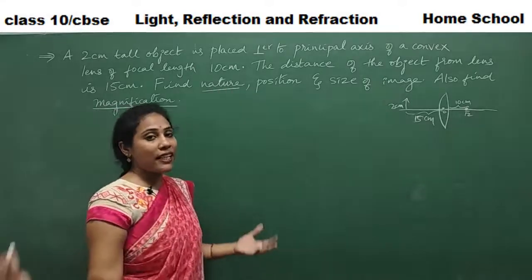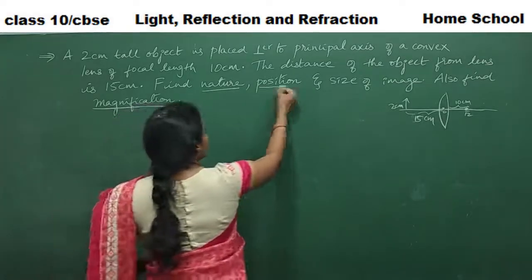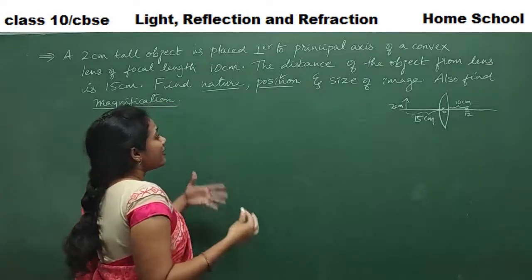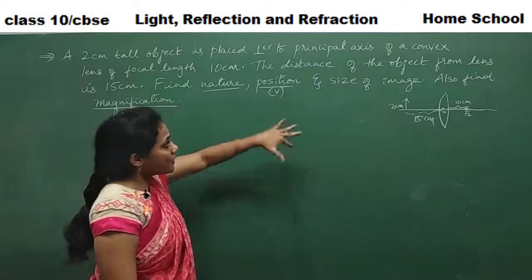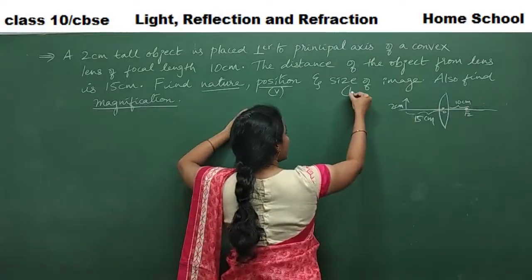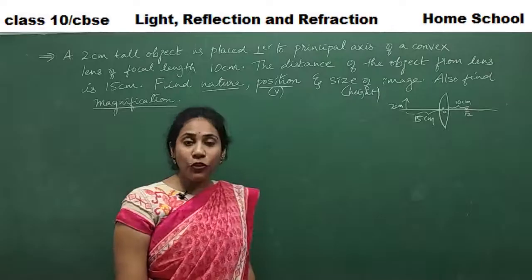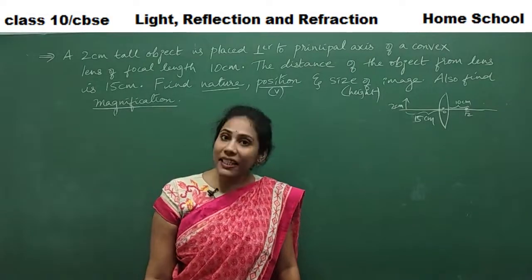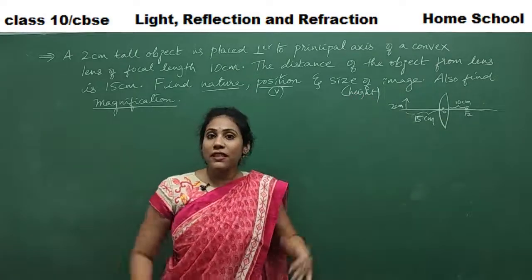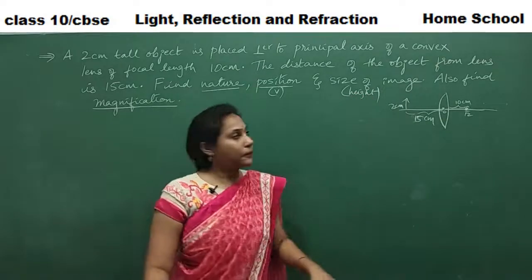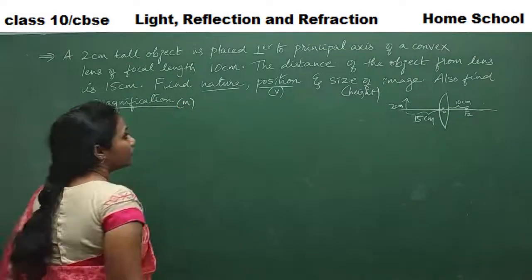Nature in the sense you have to tell whether the image is virtual or real. Position, in the sense image position, that is V, you have to calculate. Size of the image is nothing but height of the image, guys. Remember this. Whenever they ask you to calculate size of the image, you should calculate height of the image. Also find magnification, that is M value.